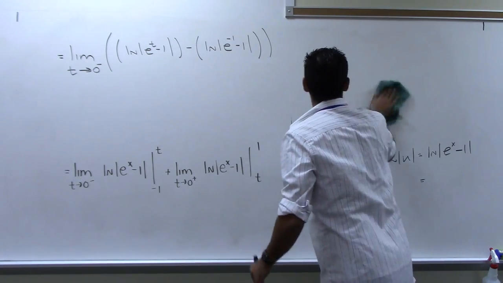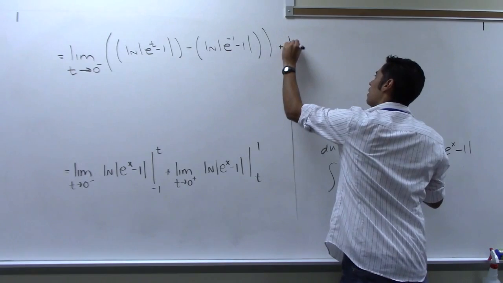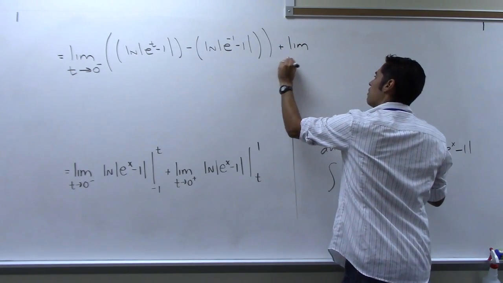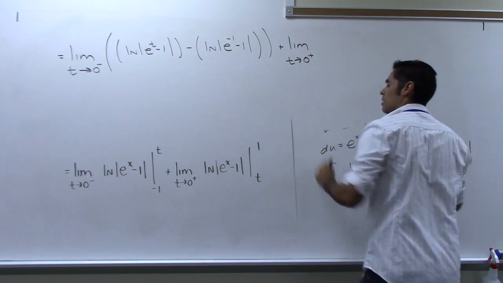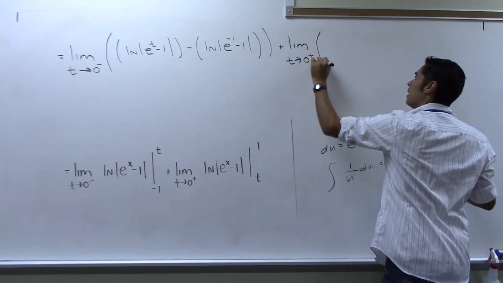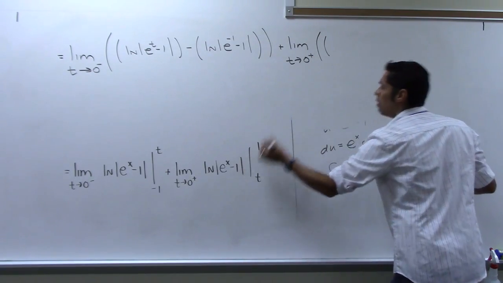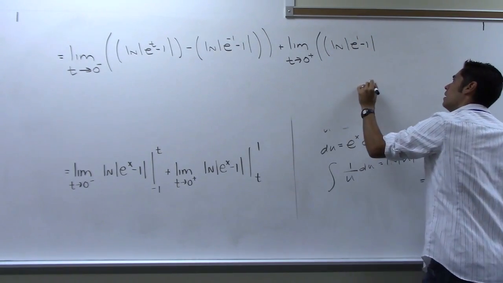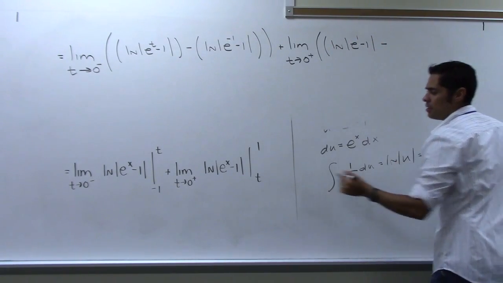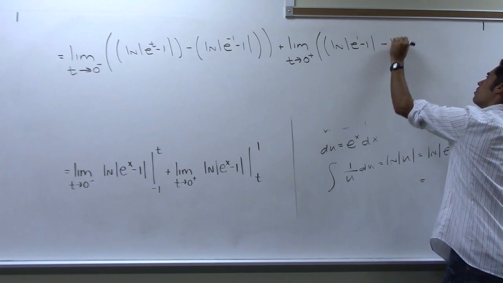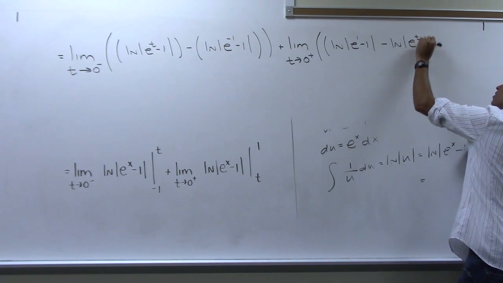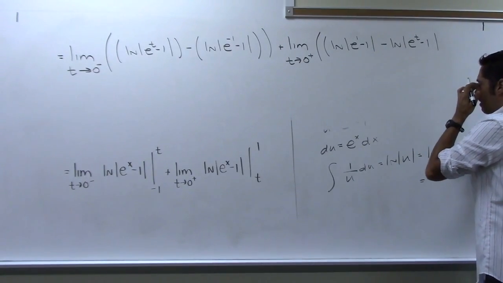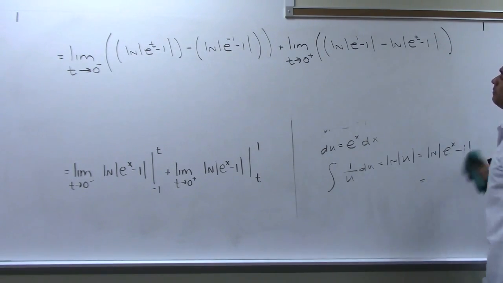And then we set up the next one, which will be plus limit as t approaches 0 from the right of, again, two things. First we plug in 1, natural log e to the 1 minus 1, and then we get minus, plug in t, natural log e to the t minus 1, and then close it off.